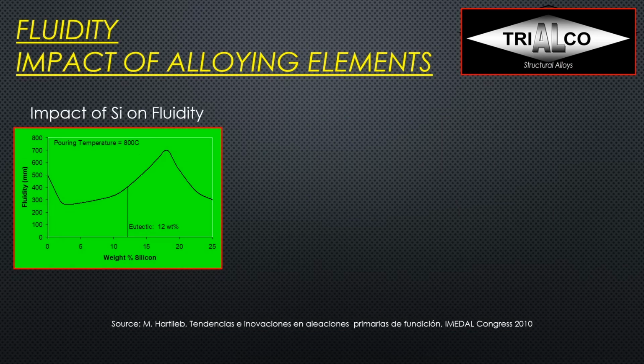Now let's talk about fluidity. So what is the impact of each alloying element? Well, let's first look at silicon, because it's the most common alloy family, of course, the 300 series with aluminum and silicon and something else.